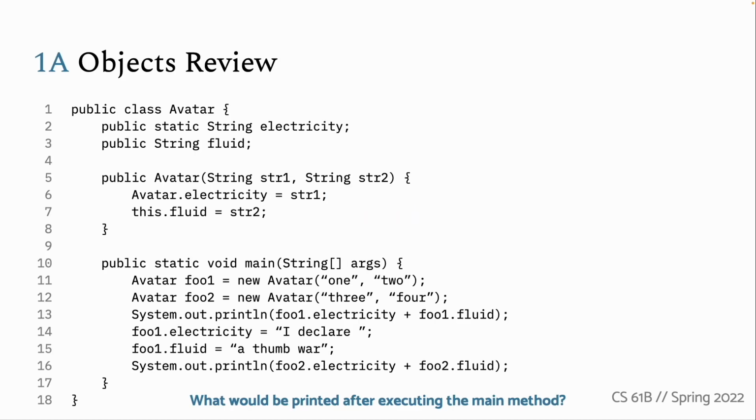Okay, so our first problem is talking about this Avatar class. And the question is, what would be printed after executing the main method? So for problems like these, I highly recommend that you write an environment diagram. Trust me, it's easier to keep things on paper than it is to keep them in your head. I'll give you a minute to try it out, and then we can go over it together.